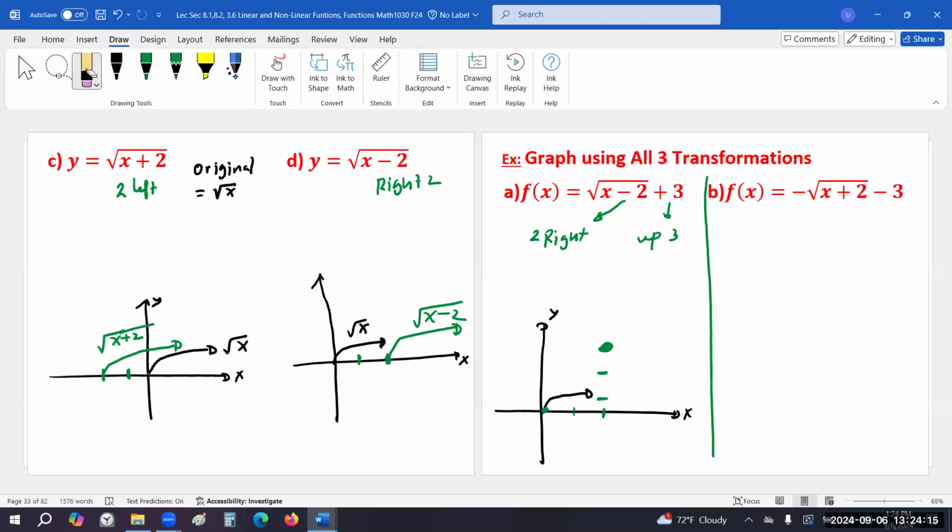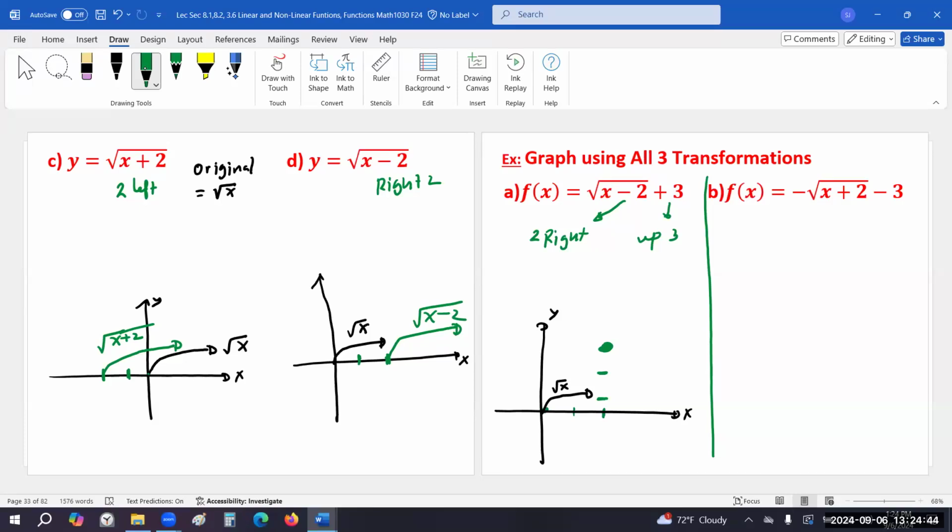Let me actually erase this so that you can see. So direction doesn't matter which way you go. I prefer going left, right first and then up, down. But if you want, you can go up, down first and then left, right. It doesn't matter. So it says go 2 right and 3 up. So from here, 1 right, 2 right. And then from that position, 1 up, 2 up, 3 up.